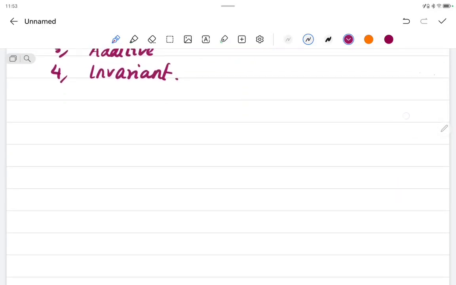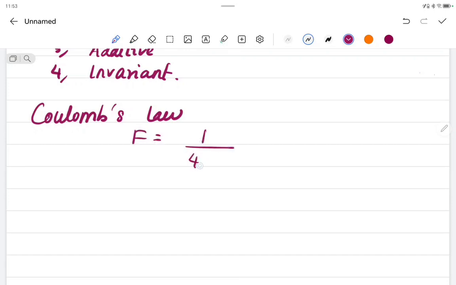And next we are going to get into Coulomb's law. Coulomb's law is an inverse square law. It states that the electric force of attraction or repulsion between any two point charges is F is equal to 1 by 4 pi epsilon naught Q1 Q2 by R square. This is Coulomb's law, where epsilon naught is the permittivity of free space.